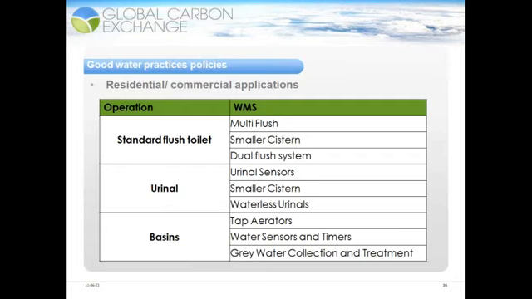Then again, on the automation side, you could look at installing sensors. A lot of bathrooms nowadays have sensors so that when a person puts their hand in the basin to wash it off, the water will only run when there is a need. So that is often key, to make sure that water is available only when needed.